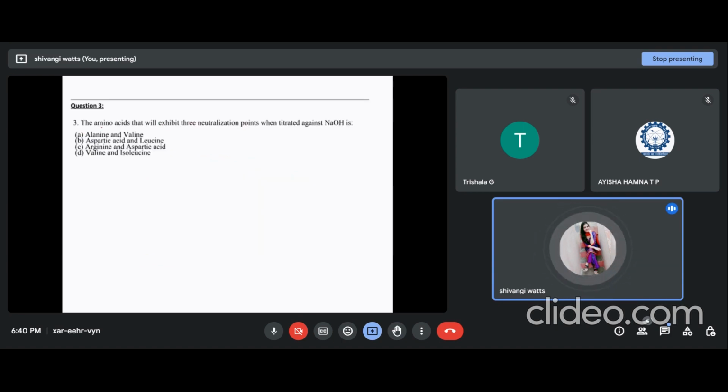So the third question is, the amino acids that will exhibit 3 neutralization points when, one minute.